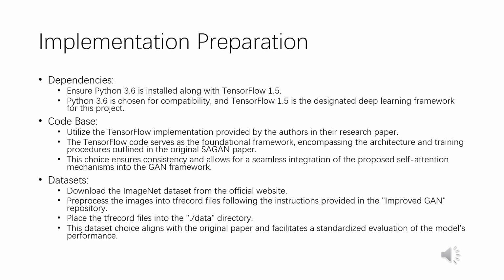Moving on to the implementation preparation, let's break down the key steps. First of all, I used Python 3.6 and TensorFlow 1.5, which followed the requirements in the original repository. The codebase is also from the official GitHub of this paper. Lastly, I downloaded the datasets from the ImageNet website, and then used the improved GAN repository to convert them into TFRecord files, so that I can run them using the SAGAN model.